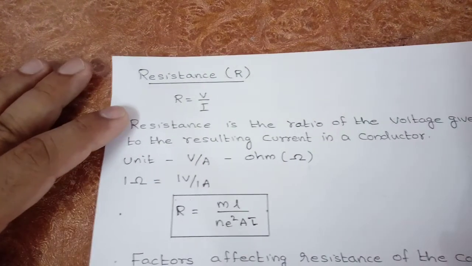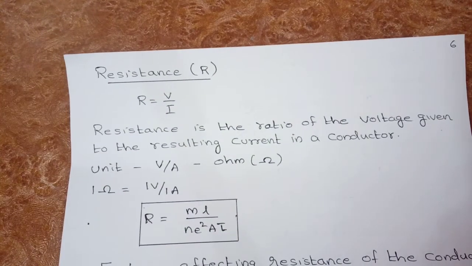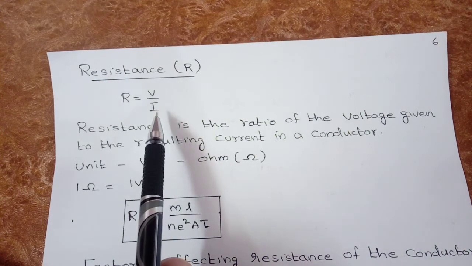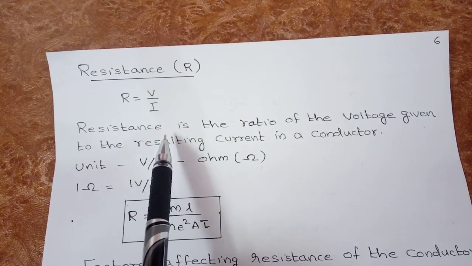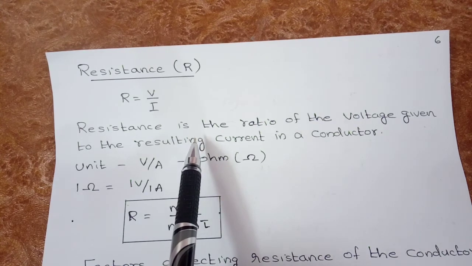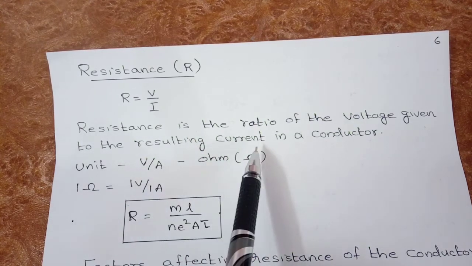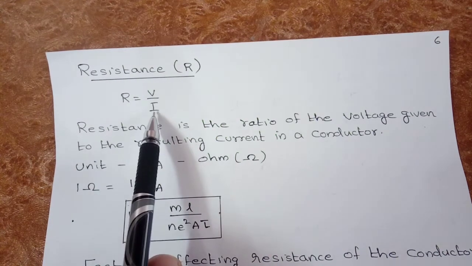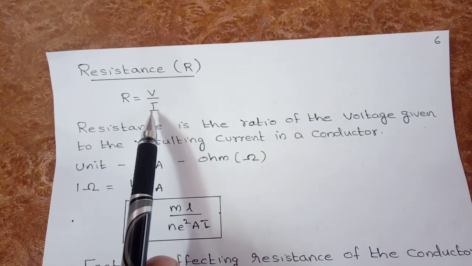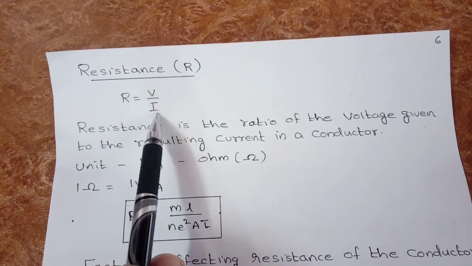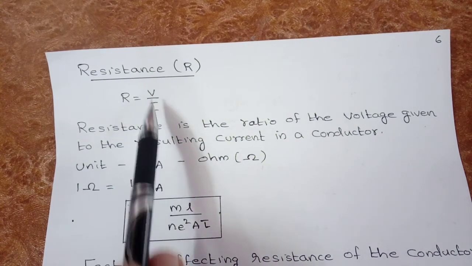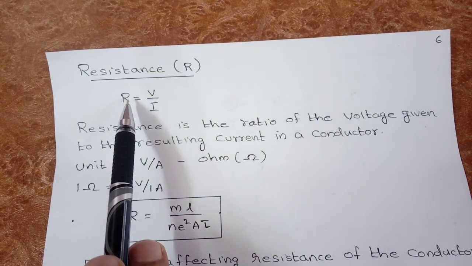We already studied electrical resistance in smaller classes. The equation for electrical resistance according to Ohm's law is R equal to V by I. So resistance is the ratio of the voltage given to the resulting current. If the current is less for a given voltage, that means resistance is more. On the other hand, if the current is more for a given voltage, that means resistance is less.